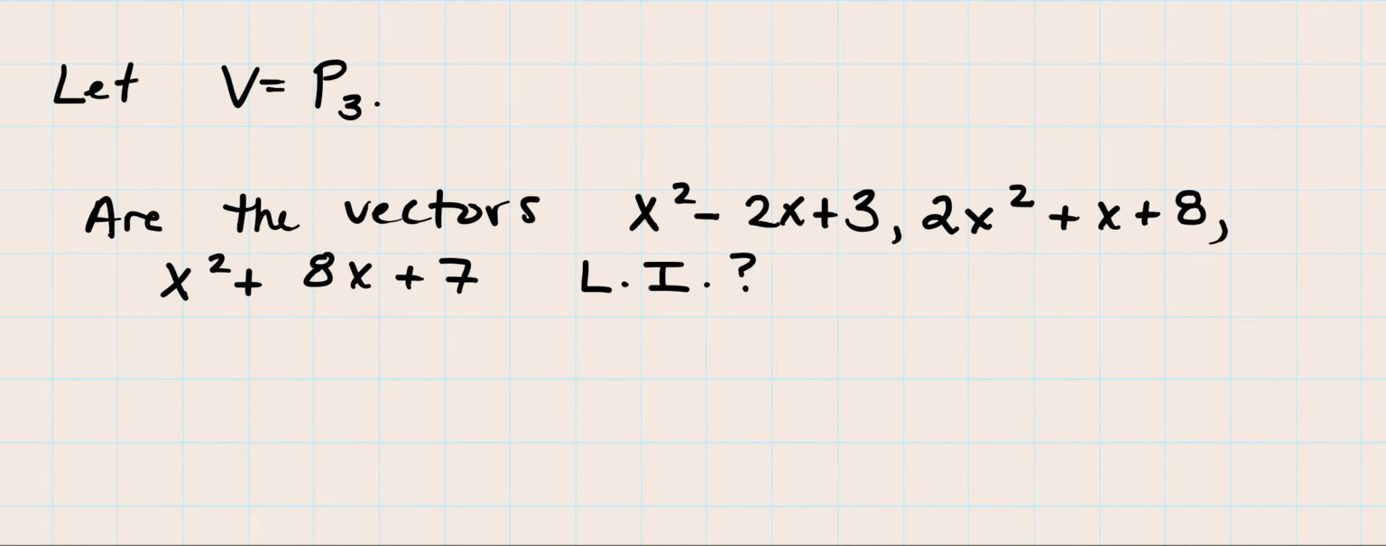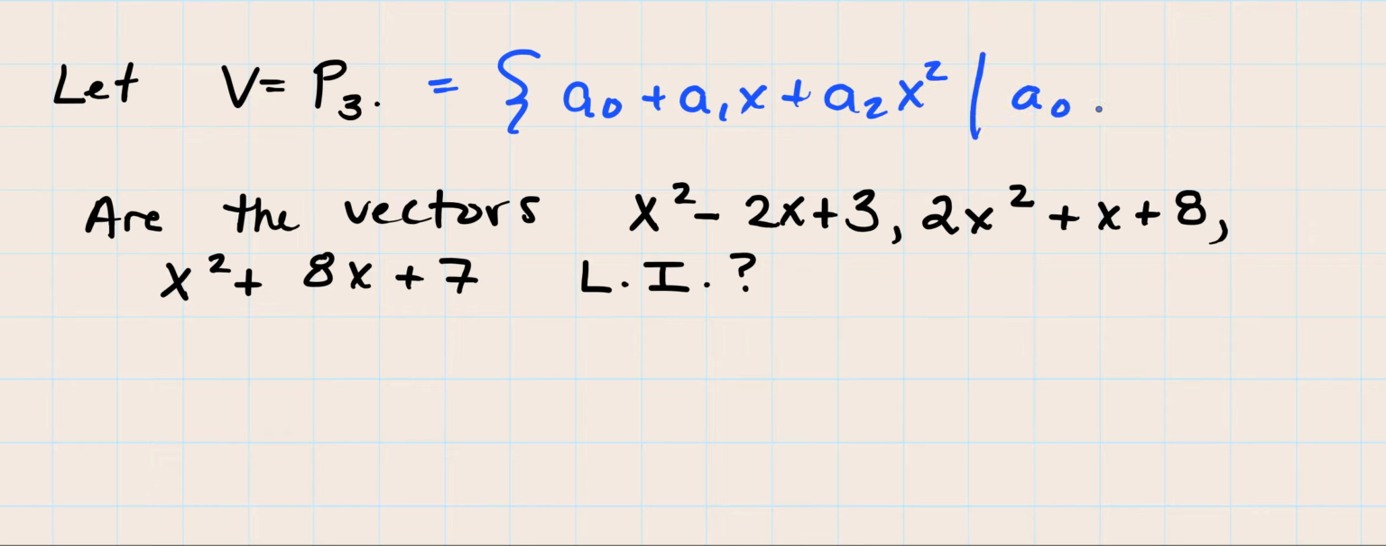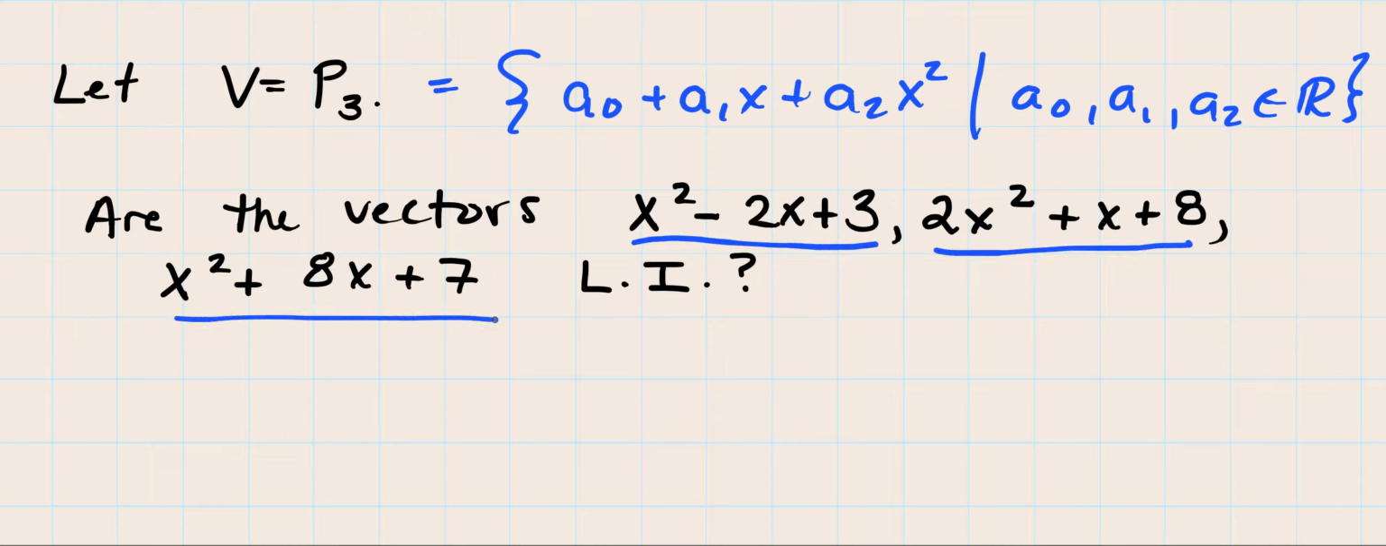Let's move on to a vector space that is not Rn. So let's say V is equal to the polynomials of degree 2 or less. So remember, this is equal to a0 plus a1x plus a2x squared, where a0, a1, and a2 belong to the real numbers. What I want to know is, are these three vectors linearly independent inside V?